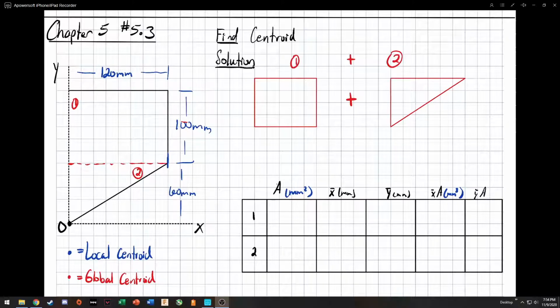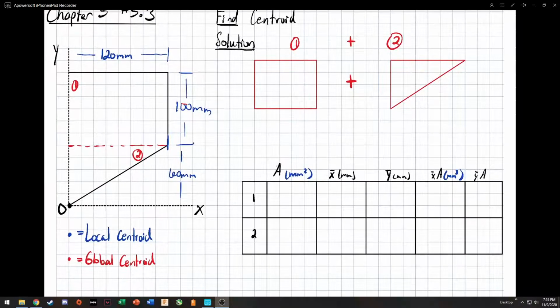Nice and easy. Now, I have this color code right here. The blue dot is going to be our local centroid and our red dot is going to be our global centroid. A global centroid can be found in the entire picture, so we're looking for the global centroid of this entire picture. The local centroid is the actual center of each individual shape.